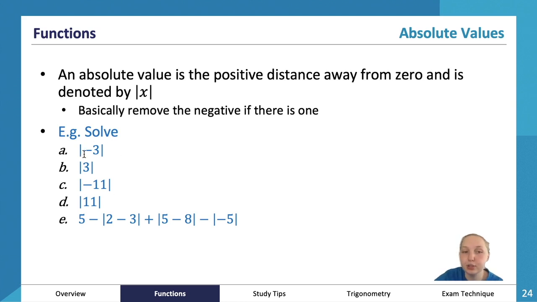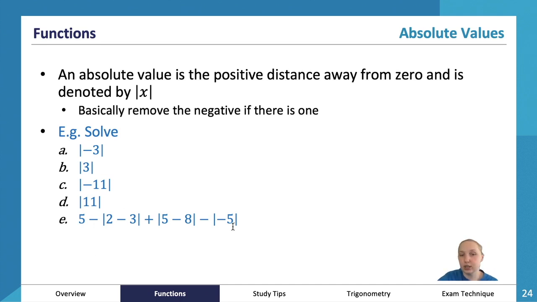So essentially the absolute value of -3 is just 3, because we're just removing the negative. The absolute value of 3 is just 3. Absolute value of -11 is 11. Absolute value of 11 is also 11.